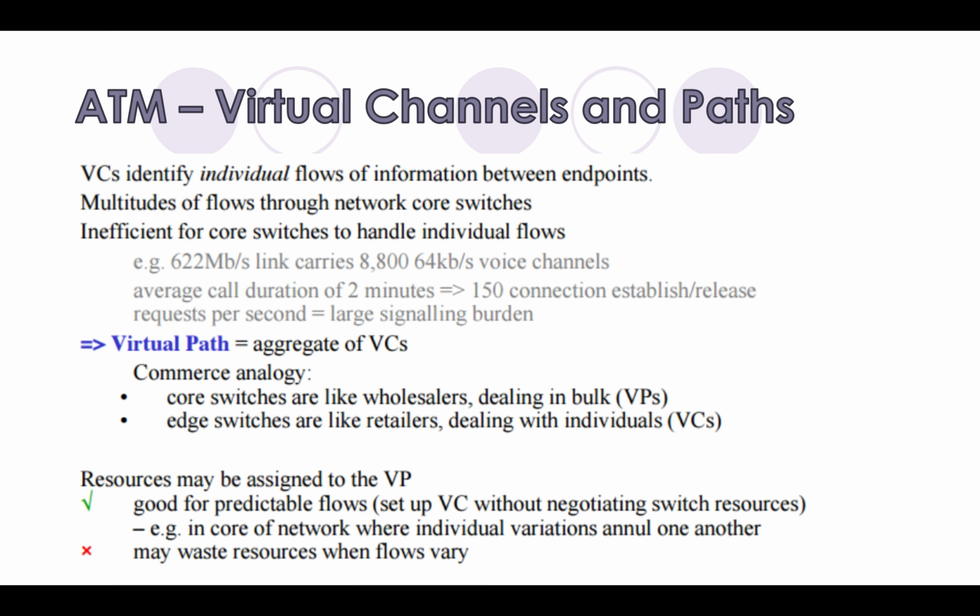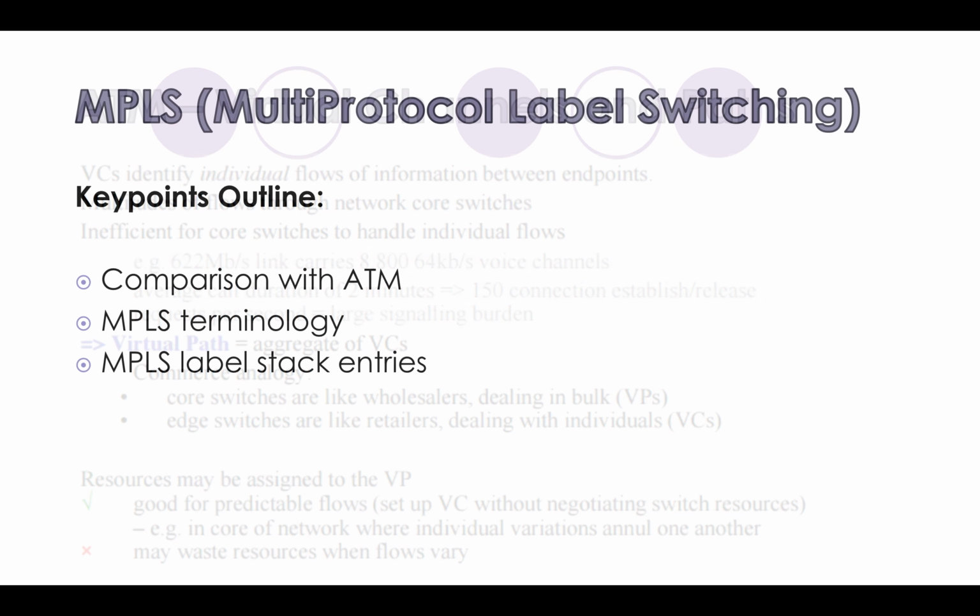Virtual channels identify individual flows of information between endpoints. With multitudes of flows through networks, it is inefficient for cell switches to handle individual flows. A virtual path is an aggregation of virtual channels.